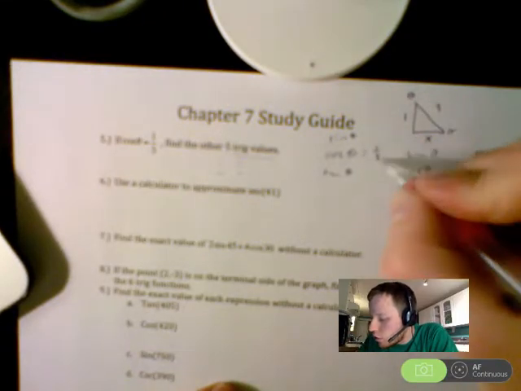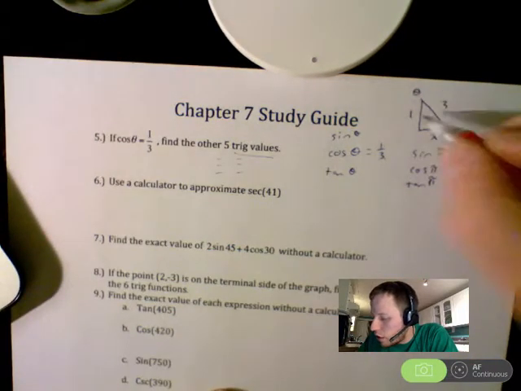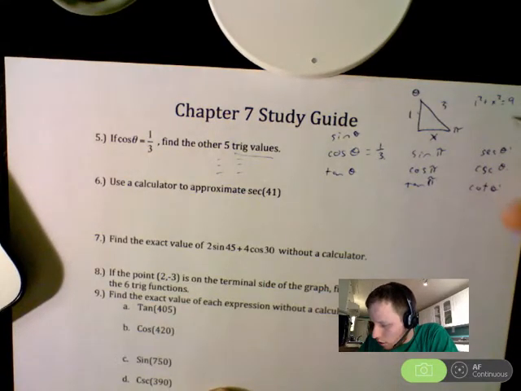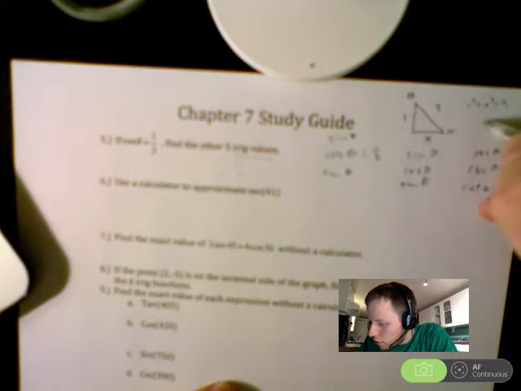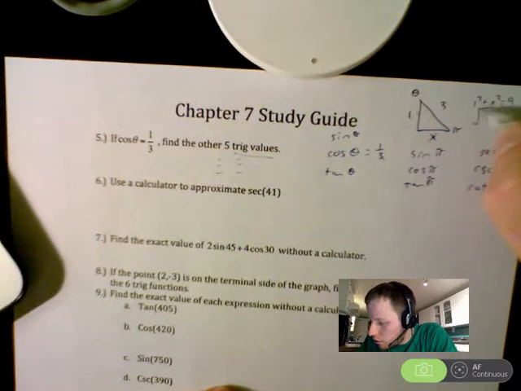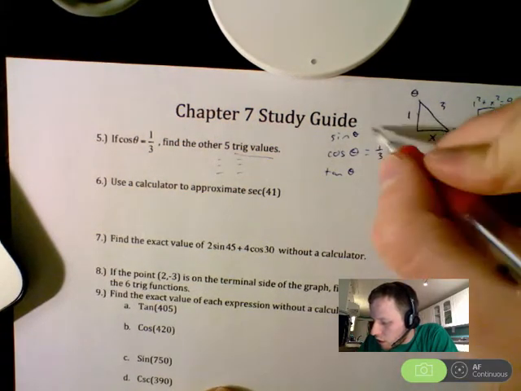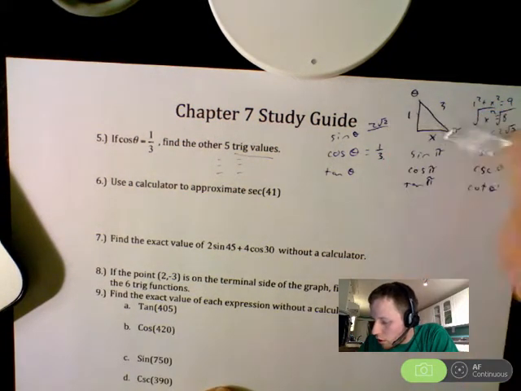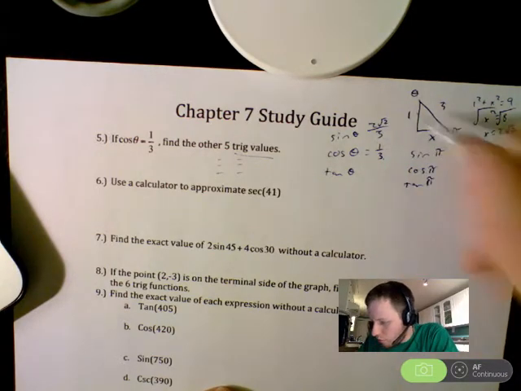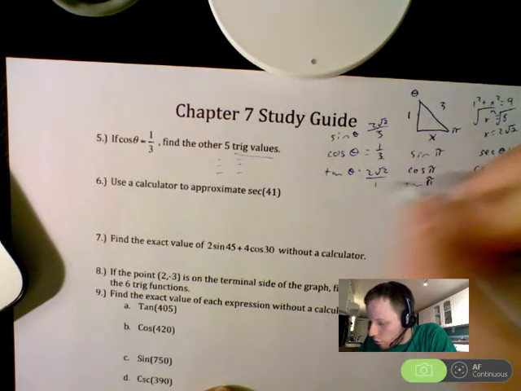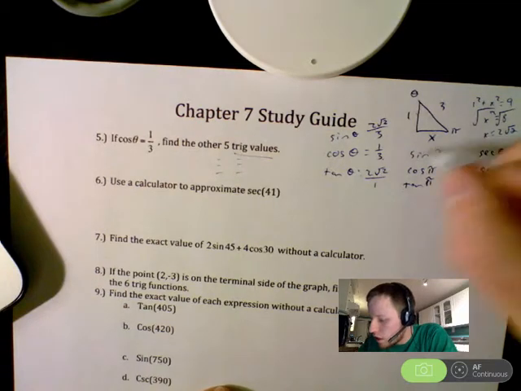So if cosine is 1 over 3, we need to find what x is. So a squared, b squared, c squared: 1 squared plus x squared equals 3 squared. So x squared is equal to 8, so x equals 2 square root of 2. So sine is going to be 2 square root of 2 over 3. And tangent is going to be 2 square root of 2 over 1, which is just 2 square root of 2. Sine of pi is just going to be this flipped.